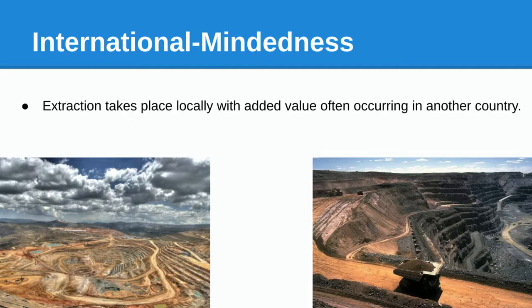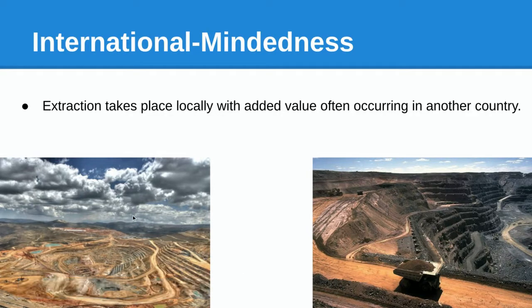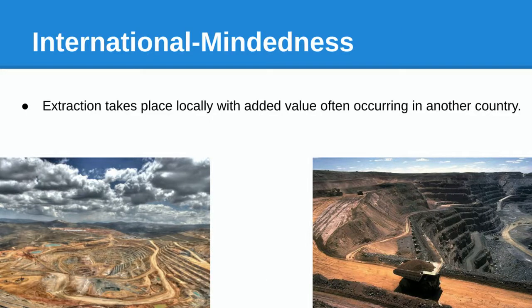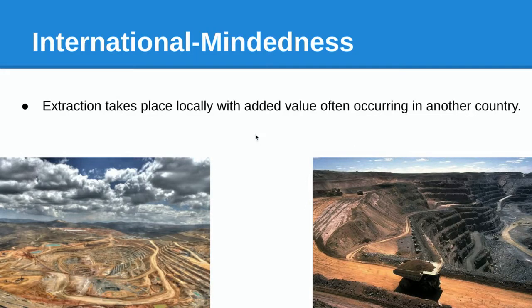International mindedness. Extraction takes place locally with added value often occurring in another country. So oftentimes the country that is having this huge mine pit that is probably degrading their environment to get down to these ores, oftentimes they're not making the big chunk of the money off of the product. The ores, once isolated, are then sent to other countries, oftentimes, and refined there. Maybe they have more technology to do so. So what IB is saying here is that even though maybe you have the gold mine, it doesn't mean you're making all the money from the gold.